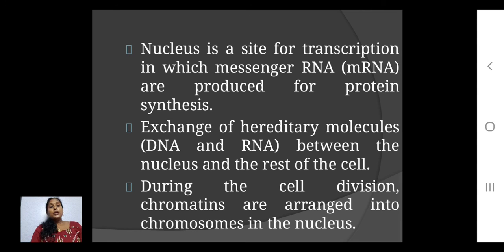During cell division, chromatin is arranged into chromosomes in the nucleus. We said that during cell division, the nucleolus also disappears. After the development or maturation stage, once the maturing stage is complete, the nucleus reappears. At that time the chromatin is also arranged into the chromosomes in the nucleus, during cell division.